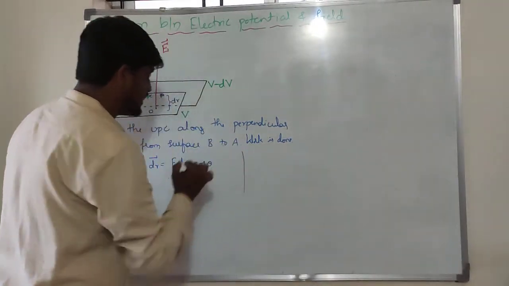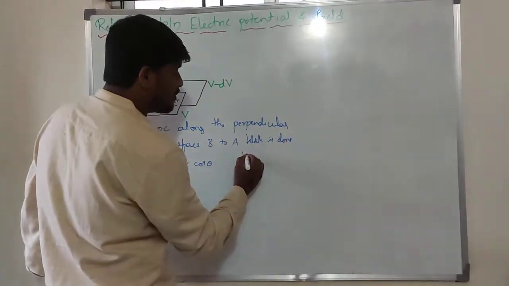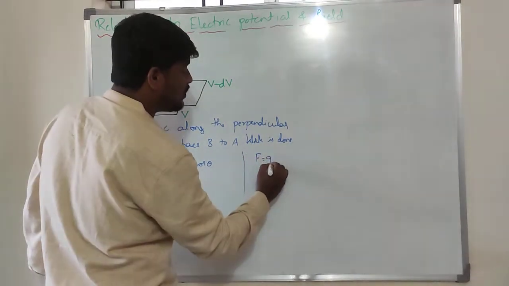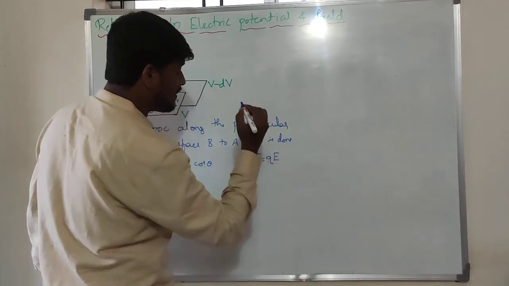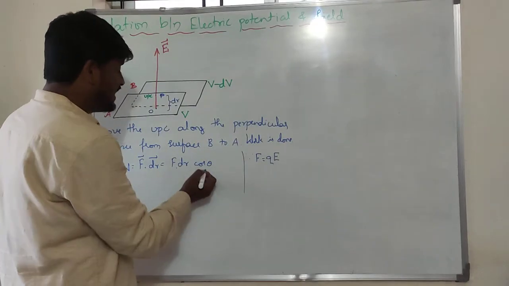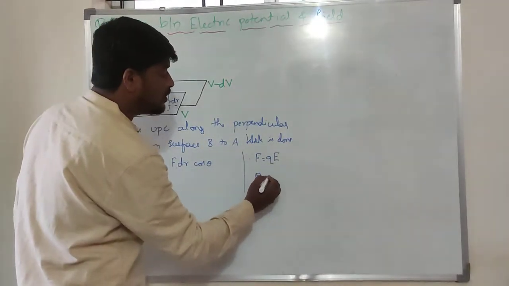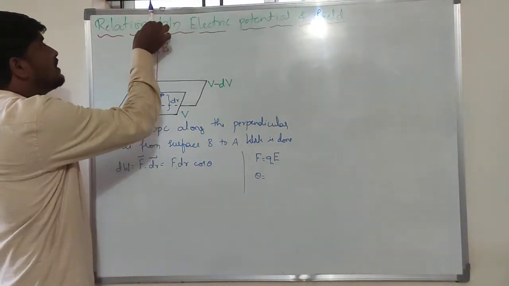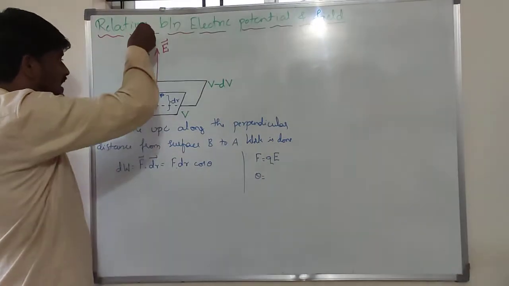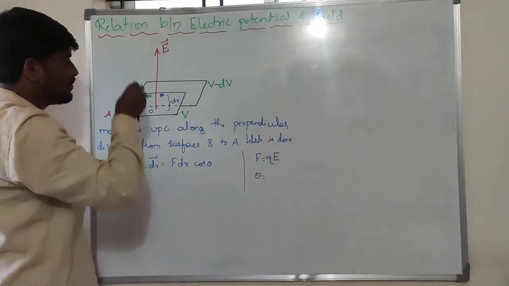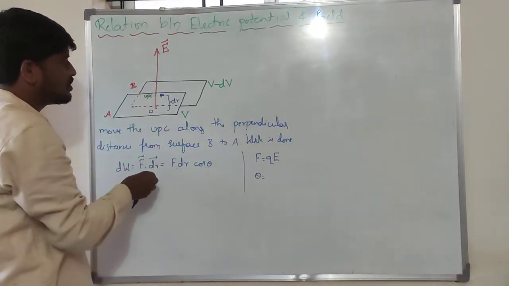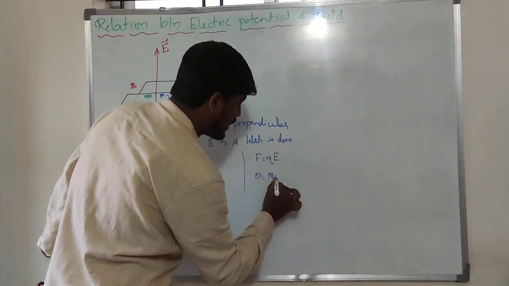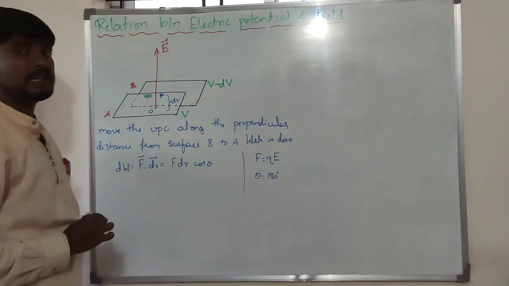Then here some considerations are there. From chapter number 1, we know the relation between F and E: F is equal to QE. This is one thing. Second thing is what? Theta. What is the value of theta here? That I have to explain. Look at this. This is the direction of the electric field, going in this upward direction. This is the direction of the UPC, moving in the downward direction. That means they constitute a straight line. Hence the angle becomes 180 degrees, because the angle of a straight line is how much?